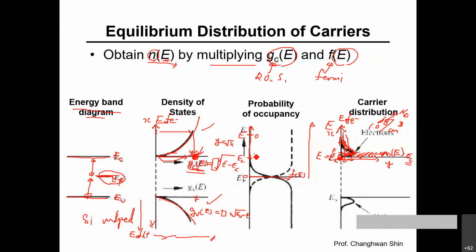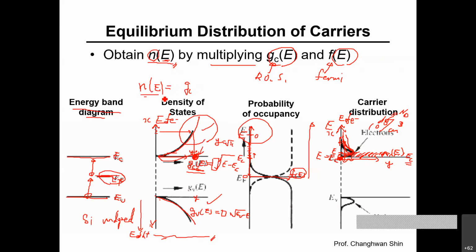So beyond the conduction band energy level, many energy levels are available, but the probability of finding an electron is almost 0. Many empty states are available, but the probability value is very low. So now the final destination that we are going to is N of E.